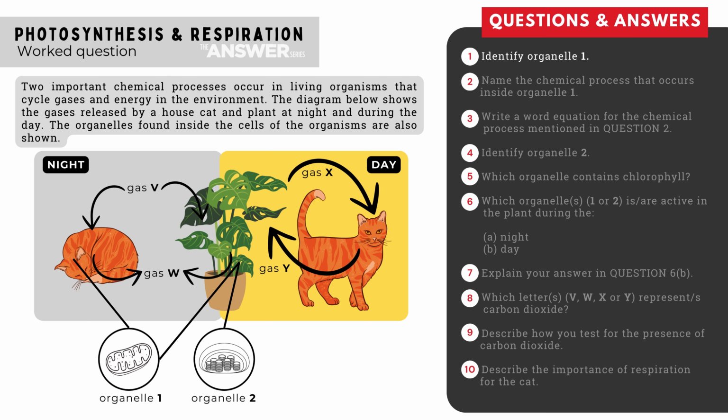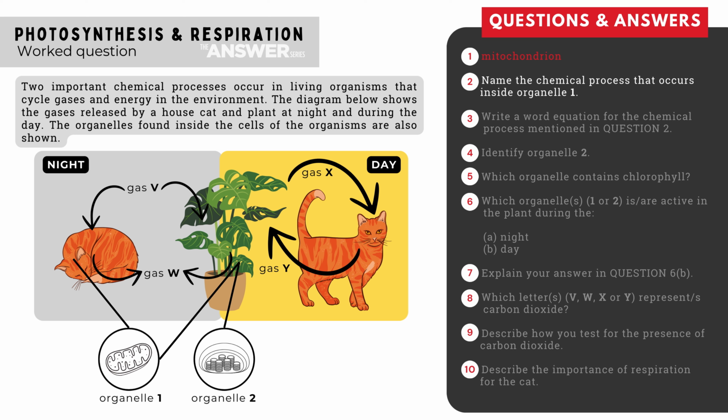Question 1 asks you to identify organelle 1. If you remember, the two organelles involved in the chemical processes we've studied thus far are a mitochondrion and a chloroplast. So you just need to be able to recognize the structures. Remember I said that a mitochondrion has these folded inner membranes that make it look like it has a zigzag pattern, because it's the powerhouse of the cell. It provides energy, it provides power. So organelle 1 definitely represents a mitochondrion.